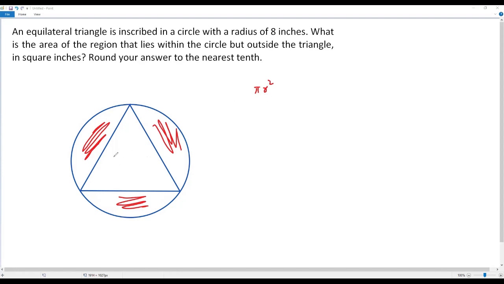Now we have to find the area of the equilateral triangle. Let me say that the length of each side of this equilateral triangle is a. Here we have a, here we have a. All the three sides are equal because it's an equilateral triangle.